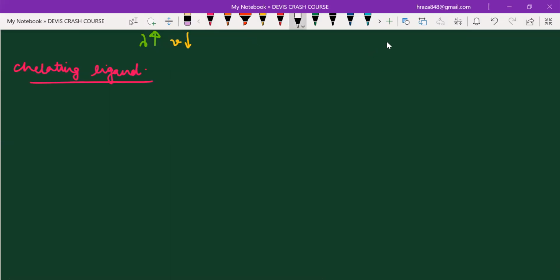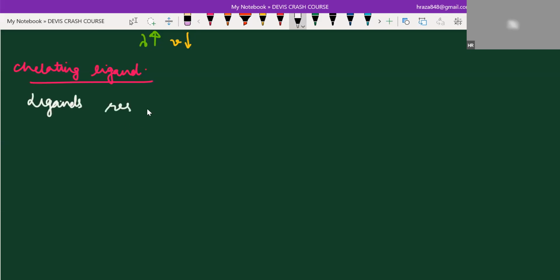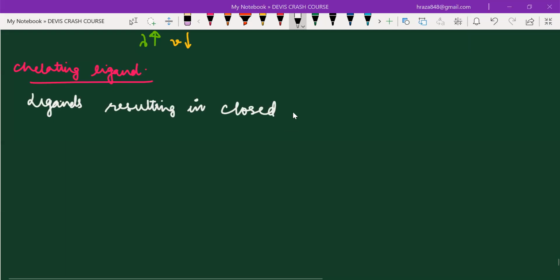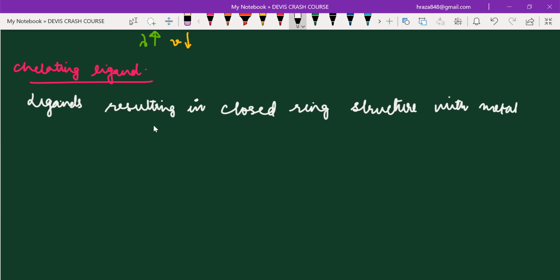See, so I'm just going to define it. Ligands resulting in closed ring structure with metal ion are called chelating ligand.